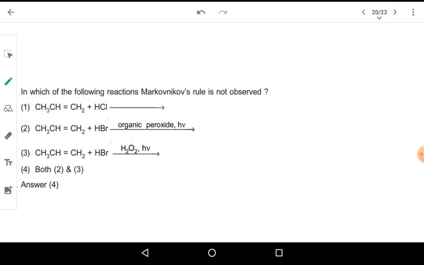Now this is a very simple question. In which of the following reactions is Markovnikov's rule not observed? As we can see here, this is peroxide, and here also there is peroxide. So whenever peroxide is there, Markovnikov's is not followed. We have the Kharash effect, so it is 4.